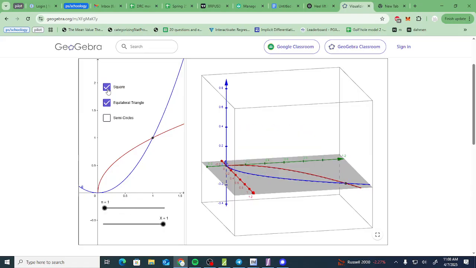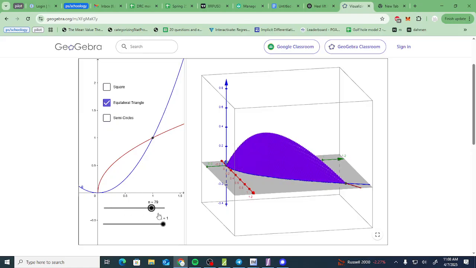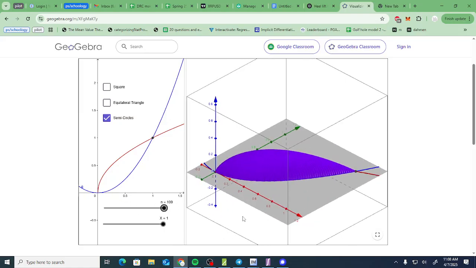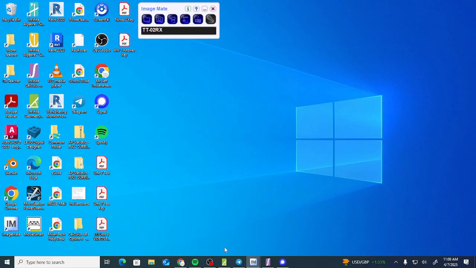Here's what it would look like if it were, wait, I can do both? That's terrifying. Let's just do equilateral triangles. There's one, two, you can see how they're building on top of each other, and then it makes a three-dimensional shape. Semicircles, same thing. Every single strip that goes between those two curves is going to be the base of its own semicircle, and so you get a three-dimensional figure at the end. So that's what we're trying to find.